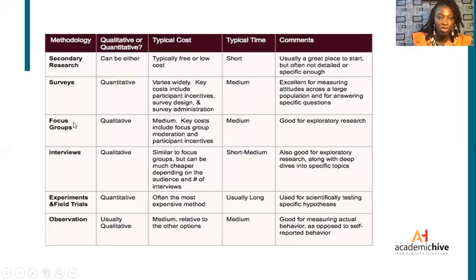Then you have focus groups, interviews, experiments and field trials, as well as observation. So experiments are usually quantitative. Interviews are qualitative, focus groups are qualitative. Focus groups are good for exploratory research. Interviews as well are good for exploratory research. And then it goes deep down to provide answers to a specific research question.